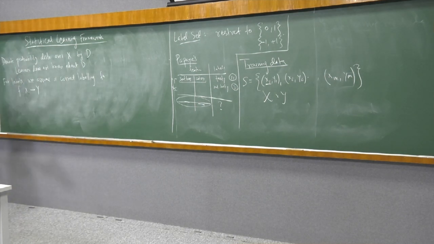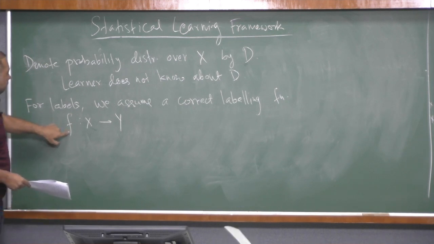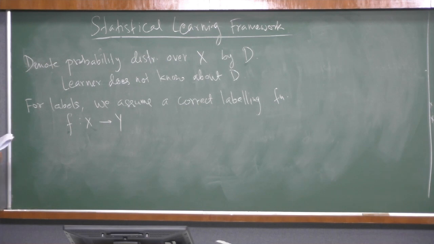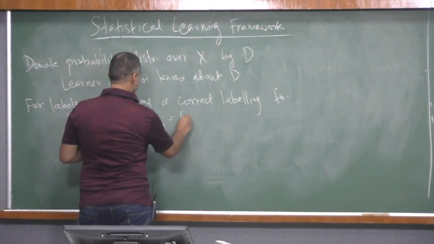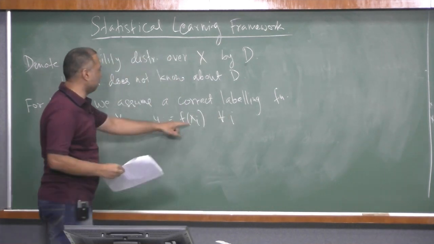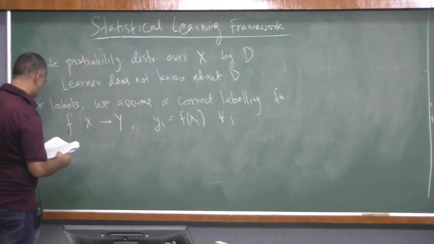So the first step itself is labeling, and let us assume that labeling is correct, and we denote it as F. H is what we learn to predict. F is what we use to label the data. So y_i is f(x_i) for all i. We have given the corresponding label y for each sample or instance.